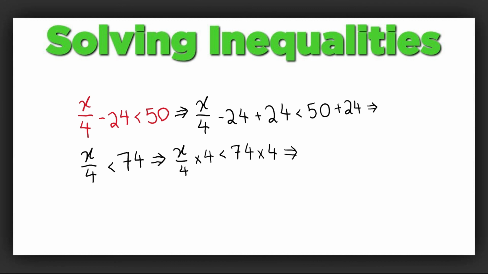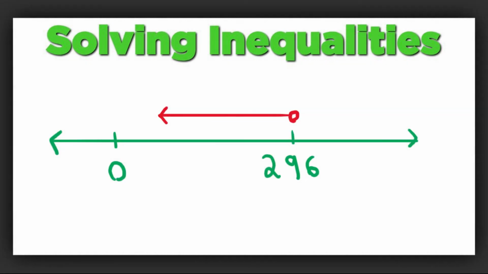For our last simplification, we are going to remove 4 and 4. We will be left with x, the sign, and 74 times 4. 74 times 4 is 296. So our answer will be x is less than 296. The number line will be shown on screen.